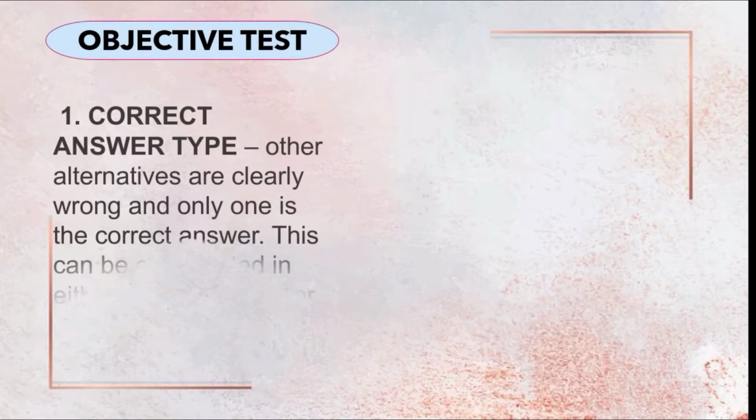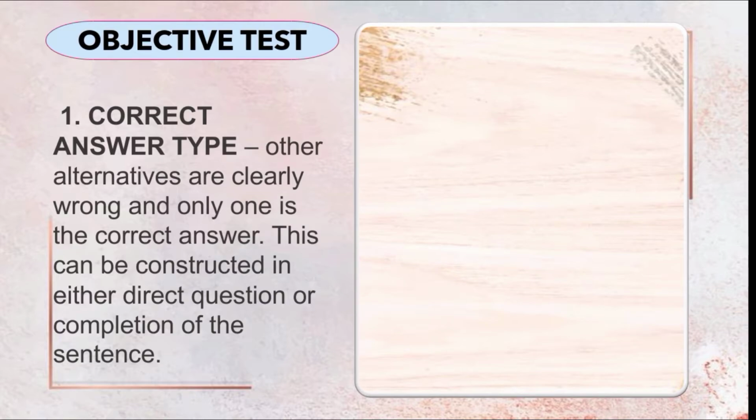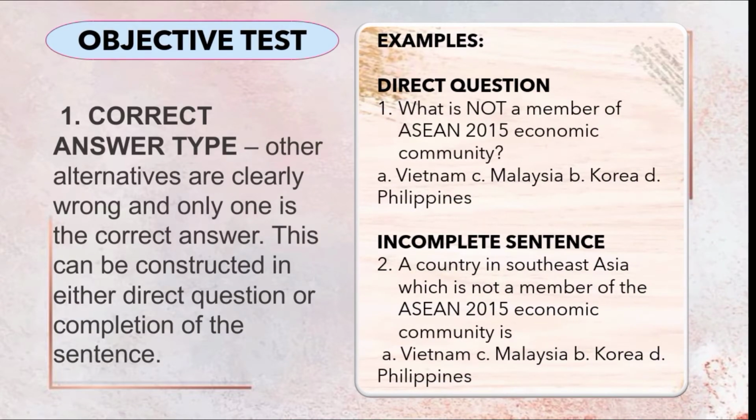And we have here the types of objective tests, the correct answer type. The other alternatives are clearly wrong and only one is the correct answer. This can be constructed in either a direct question or a completion of the sentence. An example of it is: what is not a member of the ASEAN 2015 Economic Community? So you will only choose in the choices the one that doesn't belong.